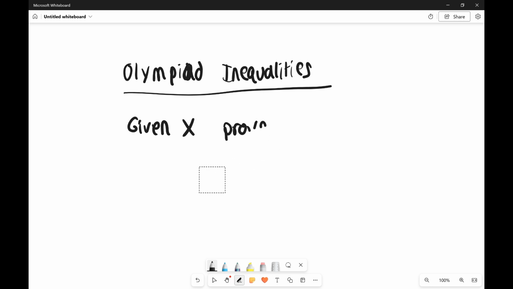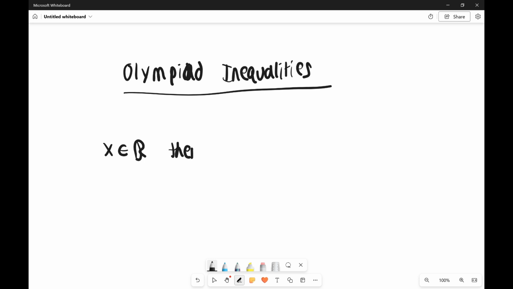So, how do you even prove an Olympiad inequality? Well, I'm going to present to you a very trivial fact, one that seems so obvious that you might just gloss over it, but this will bring us a long way. And it is this following fact. If x is a real number, then x squared is greater than or equal to 0. And this is our fact.